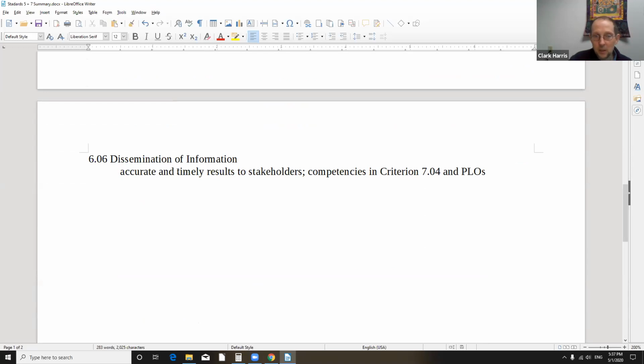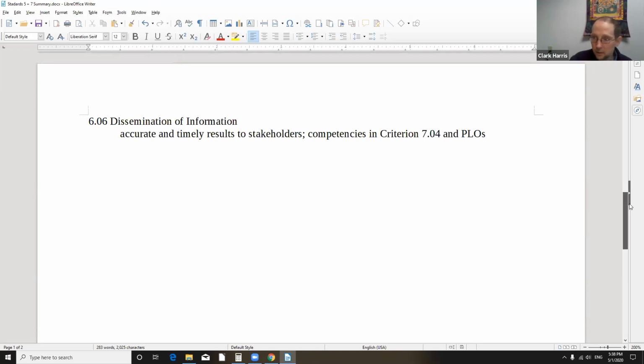6.06, dissemination of information: accurate and timely results to stakeholders, the competencies and criteria in 7.04, which we saw earlier when Eric was speaking. So that 7.04 is basically our responsibilities as a TCM school. And we also need to make sure that we let people know about our program learning outcomes. So that's pretty much it.